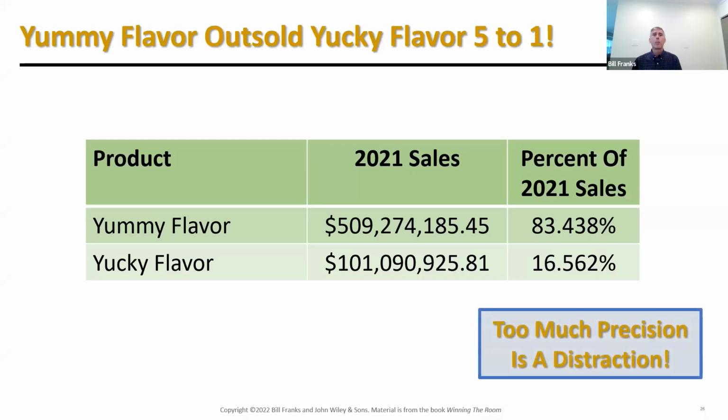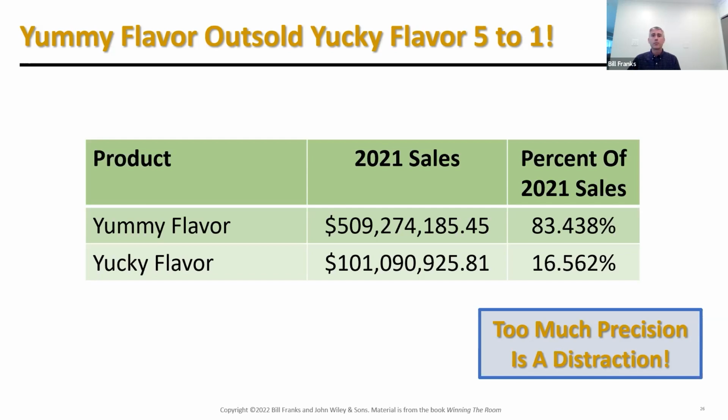Look at this chart. Yummy flavor outsold yucky flavor 5-1. Very simple concept. Do I really need to have $509 million down to the penny and a percent to 1,000th for this? Probably not. At the same time, with this much detail, I don't think anyone believes dollars down to the penny are going to be accurate at this level, and you're just inviting confusion.